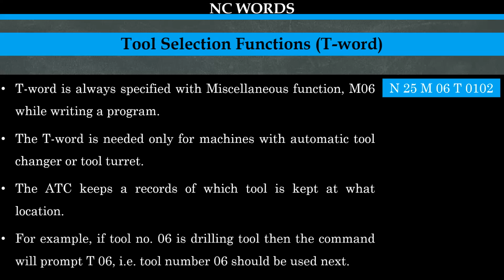For example, if tool number 06 is a drilling tool, then the command will be T06, that is tool number 06, which is kept in the automatic tool changer or the turret.